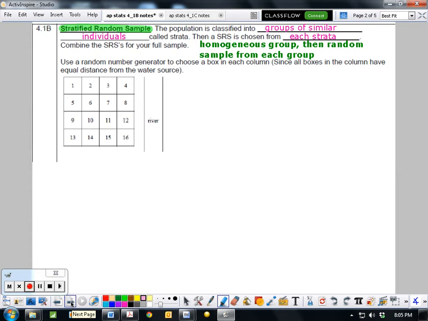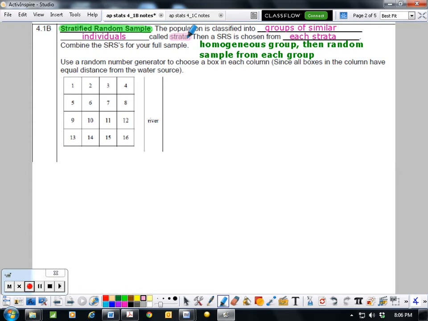Okay, so our first one is called the stratified random sample. The population is classified into groups of similar individuals. Those groups are called strata. Then you take a simple random sample from each stratum, and then you combine your random samples to become your full sample. So we're looking at a homogeneous group, and then we sample from each group. And then each little sample gets put together for our final sample.